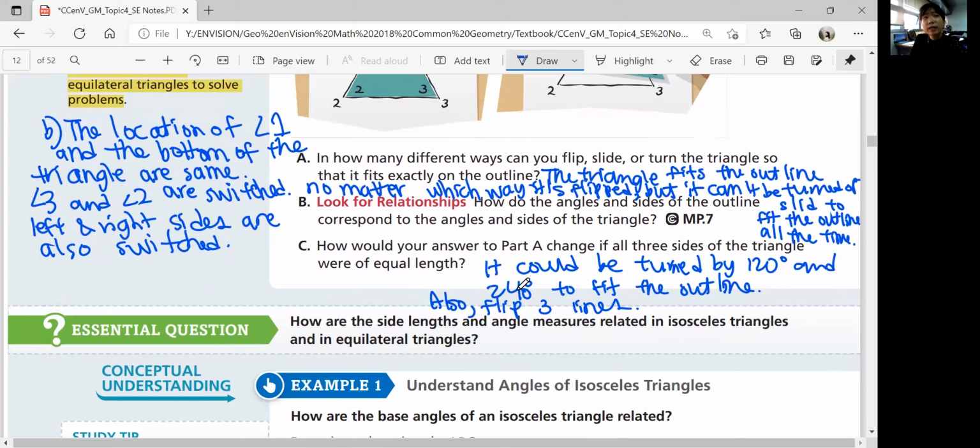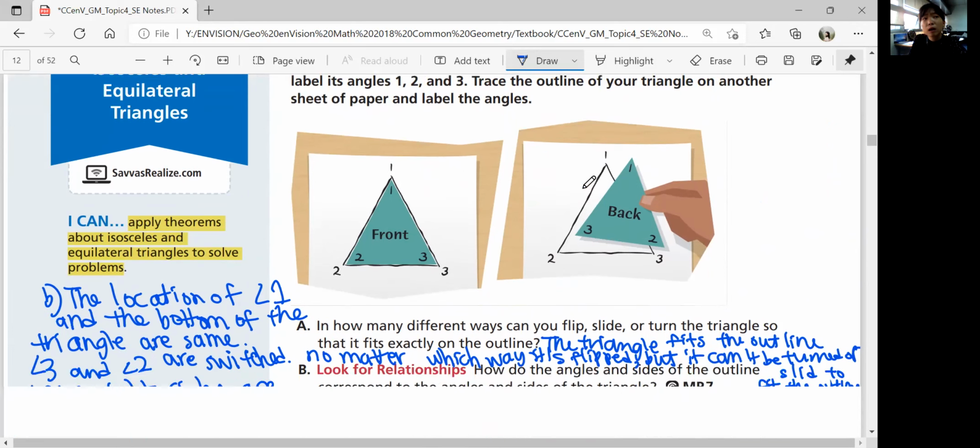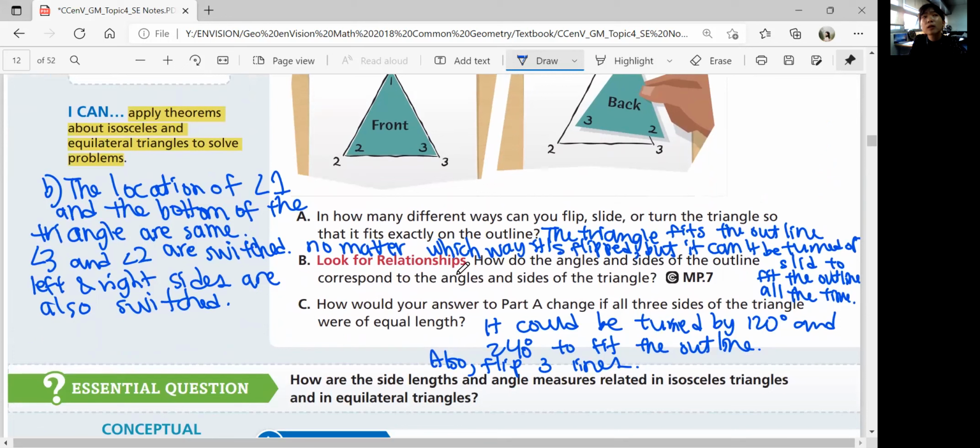Okay, so in this lesson, let's think about how the side lengths and angle measures are related in isosceles triangles and equilateral triangles. So this was an isosceles triangle because there are only 2 sides that are equal. All right, but then if this was an equilateral triangle, if all 3 sides were congruent, then you get a little bit more symmetry and transformations that can map onto itself.